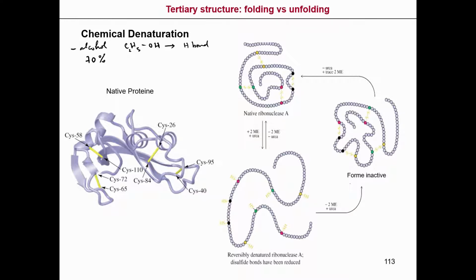Another chemical denaturation will be acid or base. So what kind of interaction will disrupt acid or base? Or when we change the pH of the solution, what kind of weak bond can we break? The ionic bond. Yes, ionic bond.